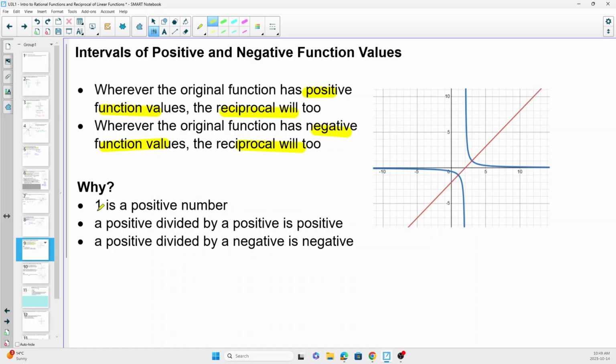So why is this? Well, because remember the reciprocal is just 1 over the original function values.